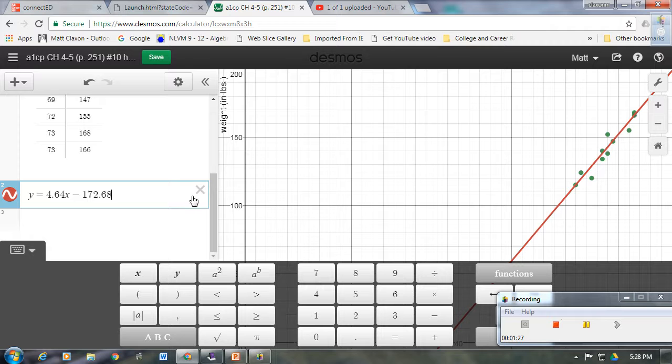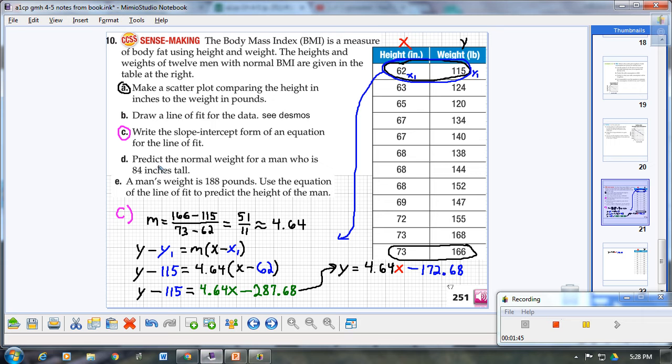So once we have this equation, we can plug in values to estimate anyone's weight if we have their height in inches, or anyone's height if we have their weight. And that's kind of what the book was wanting you to do here. They want you to predict a normal weight for a man who is 84 inches tall. So where would we plug that in?